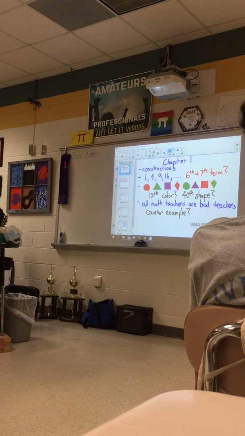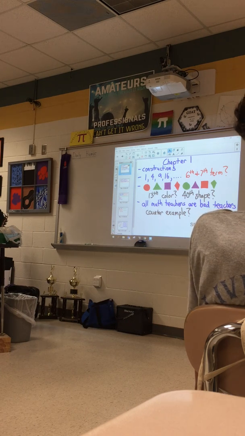All right, if I've got a bunch of different colors and shapes, what's the 13th color? You've got to look at each different pattern. If they're asking for color, I have 3 different colors: red, green, purple, red, green, purple. So every third one is a purple, right? I'm looking for multiples of 3. 13 is not a multiple of 3, but what is? 12 is a multiple of 3, so the 12th one would be purple, so the 13th would be red.